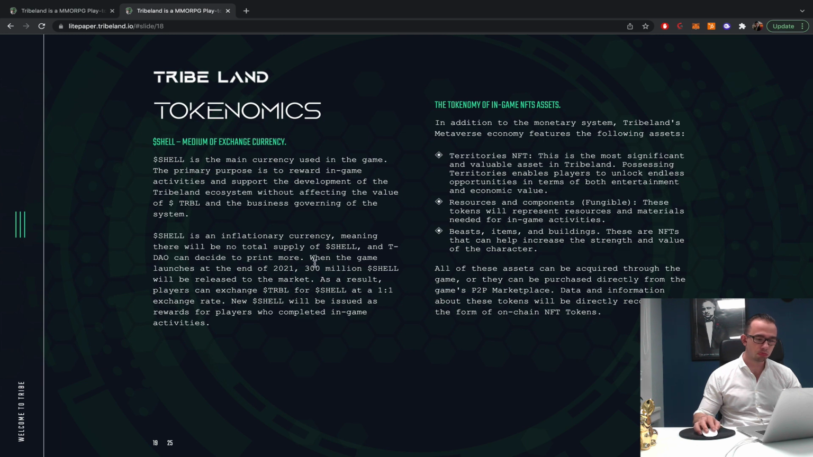So, okay, you can exchange the Tribe for Shell on a one-to-one basis, which basically means that it would hold the same value. Strange. Very strange.